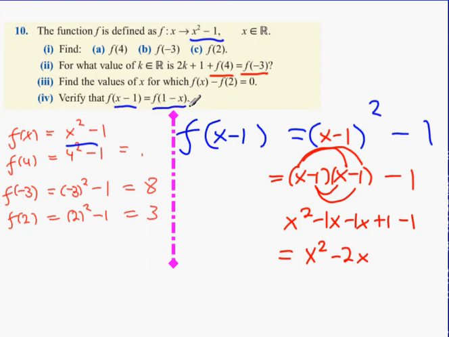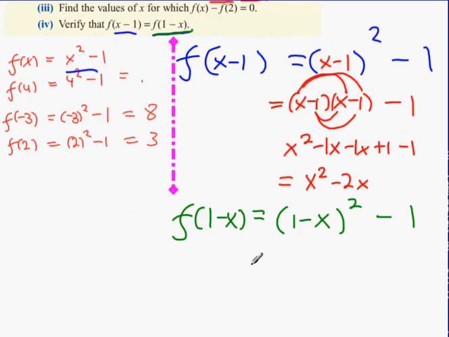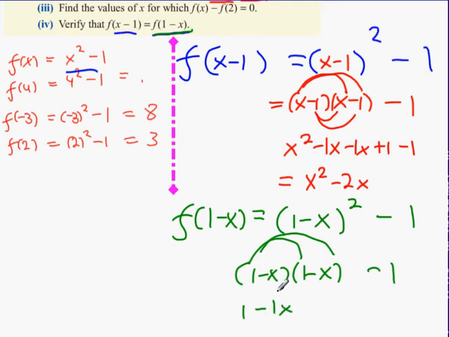Now I have to do the right hand side, which I'll do in green. So how do I find f of 1 minus x? Whatever it is, square it and take away 1. So it's 1 minus x. And how do I do 1 minus x squared? 1 minus x by 1 minus x, minus 1. Multiply it out. And when you multiply it out? 1. Minus x. What's that mean? This line here? Minus x. And then this final line here?